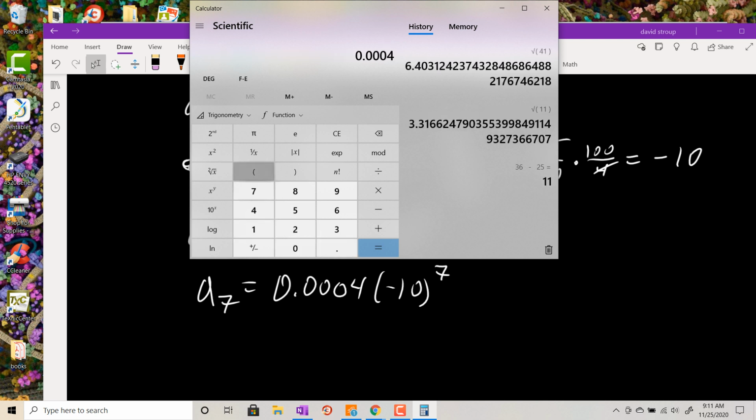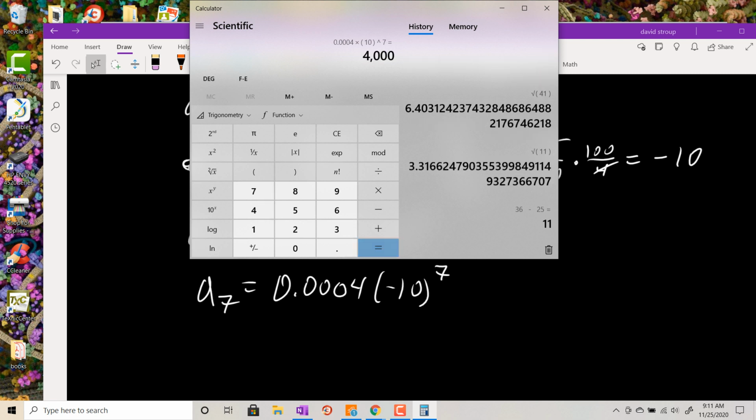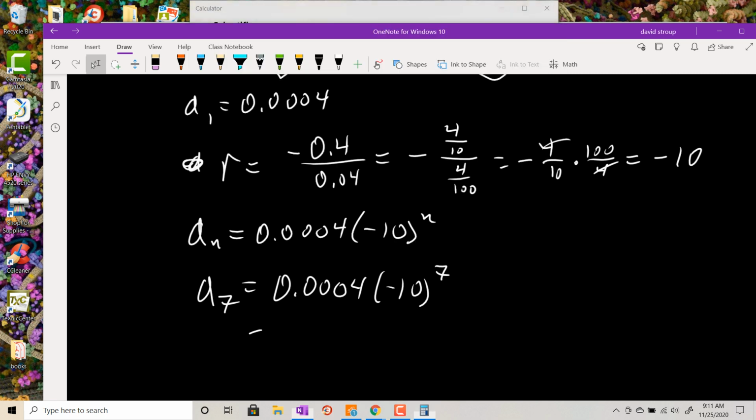0.0004 times -10. Oh, great. I hate this calculator. 0.0004 times parentheses -10 parentheses to the 7th is 4,000. Okay, so yay, and that'll be about it.